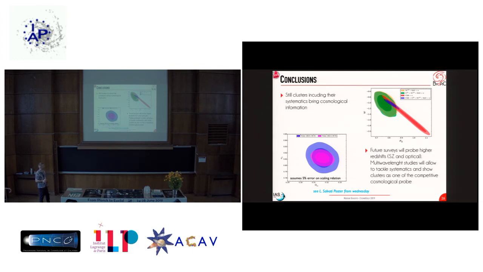And as has been planned, as the conference is called From Planck to Euclid, the future surveys will really probe higher redshift and have more strength with clusters than we already have. Multivariate studies will allow us to tackle all the systematics that we have. I refer to a poster from Laura, which shows what a Euclid-like experiment can do on cosmology. And you see here the small error bars compared to the ones we have now. And I stop there. Thank you.